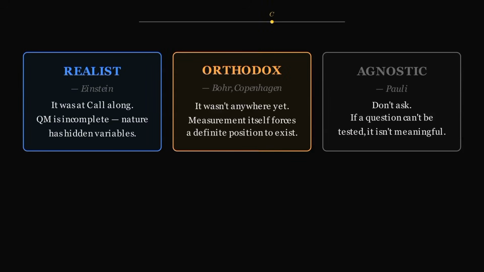The agnostic position, associated with Pauli, refuses to engage with the question at all. If you can't test where the particle was before you measured it, asking is meaningless. That's philosophy, not physics. For decades, all three had serious, brilliant defenders. This looked like a question physics might never settle.